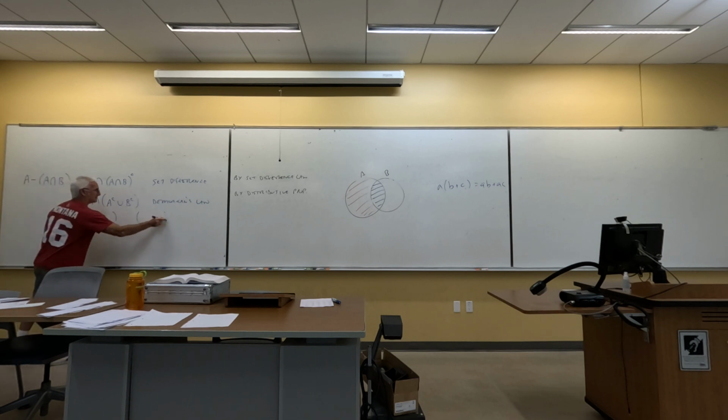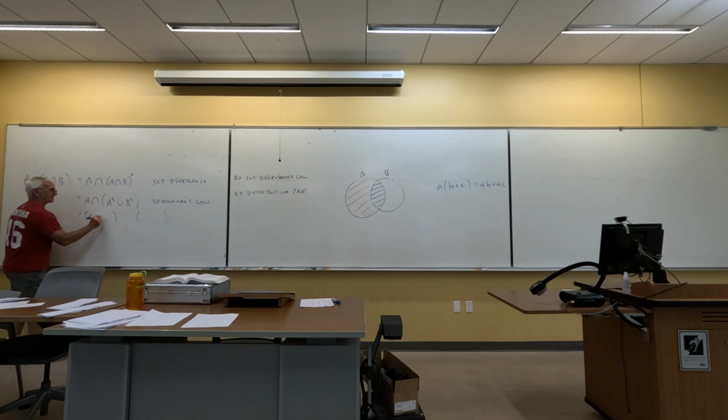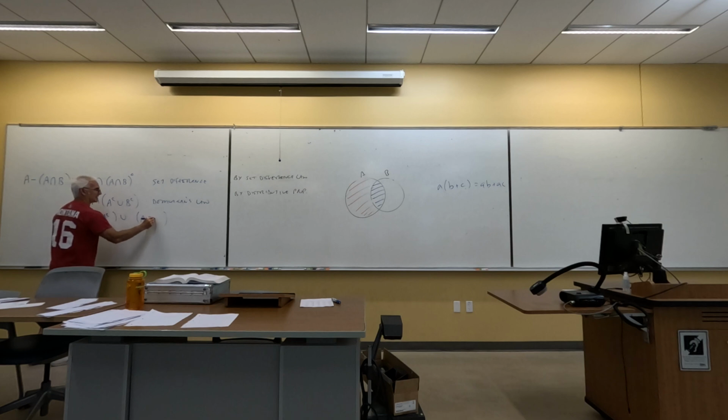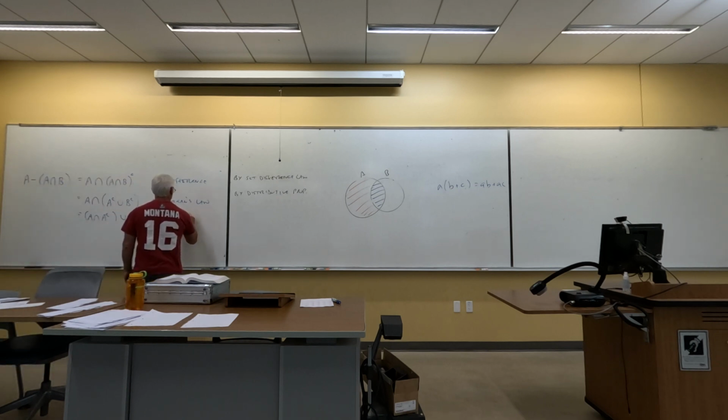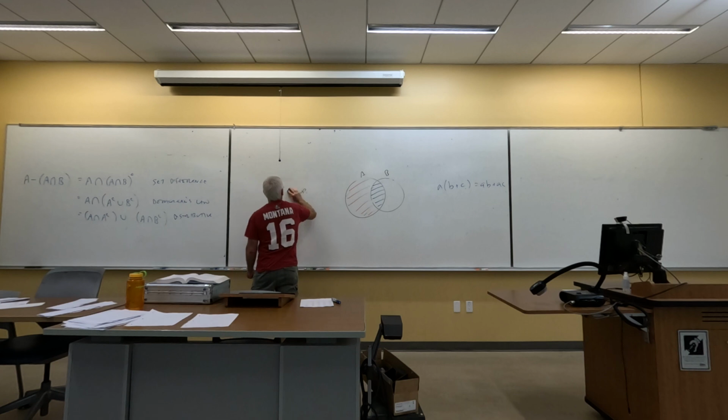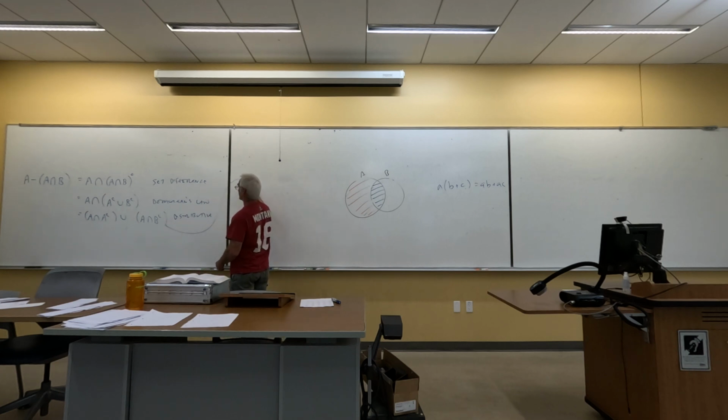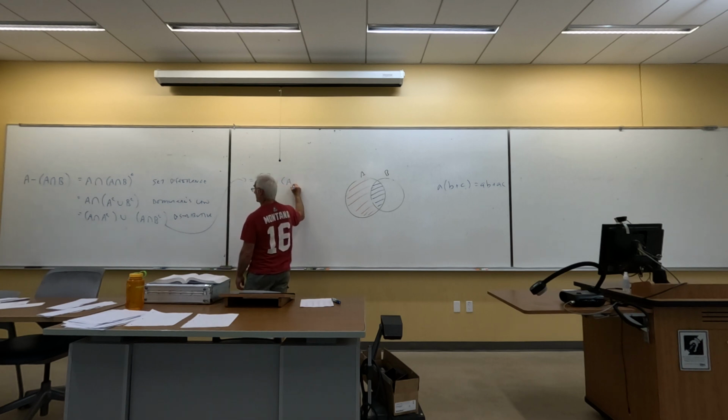What's it going to be? A intersect A complement union A intersect B complement. Wow, I like this one. And this would be distributive property? You can just say distributive. Why do I like this one? Well, what's the left side now? Empty set. They move it over to here. So this is equal to now empty set union this.